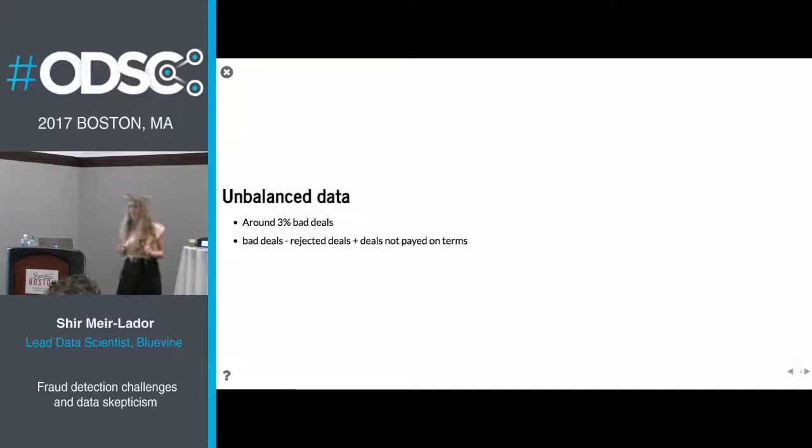Another issue I had with my data is that it's unbalanced. As you probably heard from fraud detection problems, we usually have this problem. We had only 3% bad deals, which is very little. We need to address that when we build our model. We can oversample the minority class, for example, or we can undersample the majority class. We can do all sorts of things, but we need to think about this and watch this.